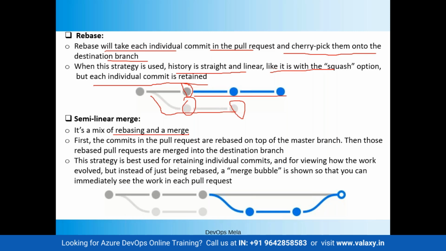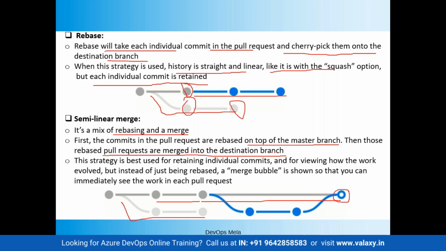The same thing will happen over here. So your source commit will be placed. So this is how your work has evolved. This is the work you have done. Okay. Now these two commits are placed over here. And finally, a new merge bubble is getting created. That's it. So first the commits and the pull requests are rebased on top of the master branch. Then those rebased pull requests are merged into the destination branch. A combination of rebase and merge.